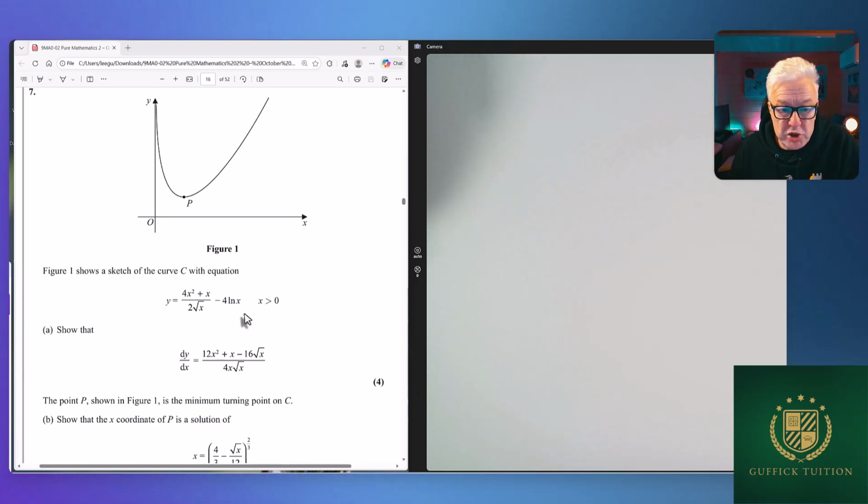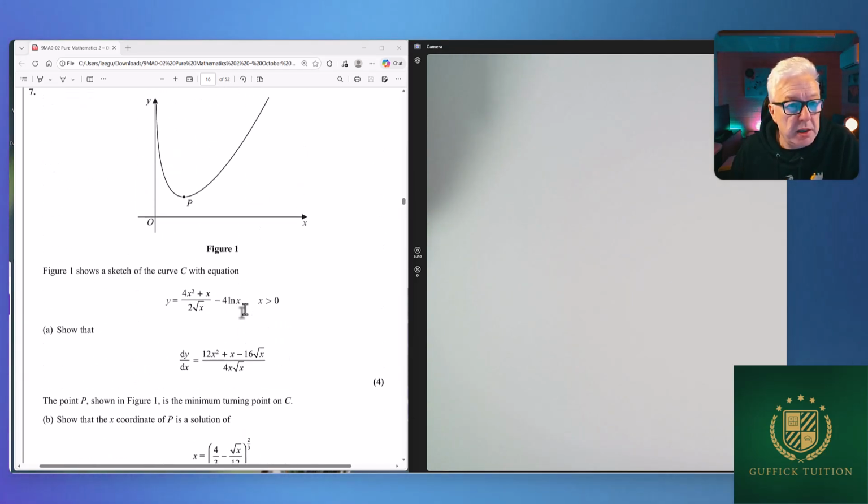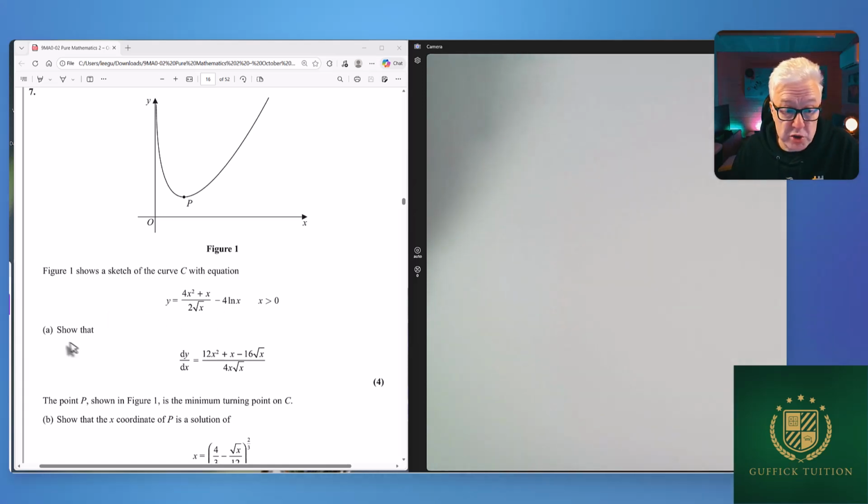Hi everyone, we've got a differentiation question here that turns into numerical methods. Now, looking at this question here, what does it say? It says figure 1 shows a sketch of the curve with the equation C, and we're given the equation and we've got to show that dy by dx is equal to this.